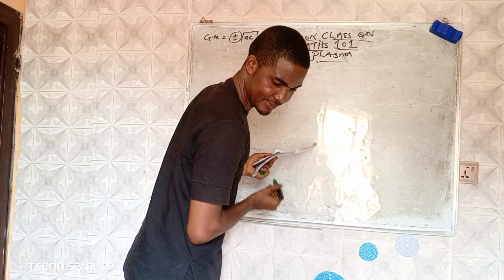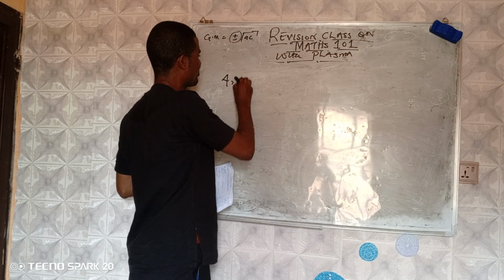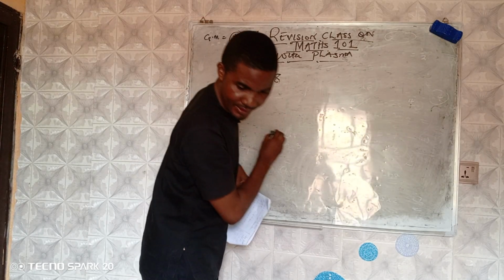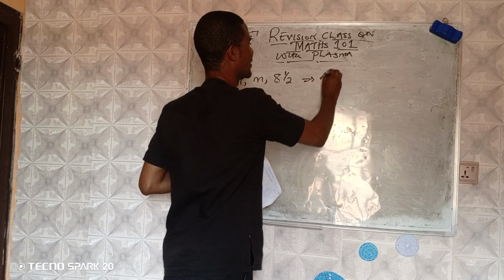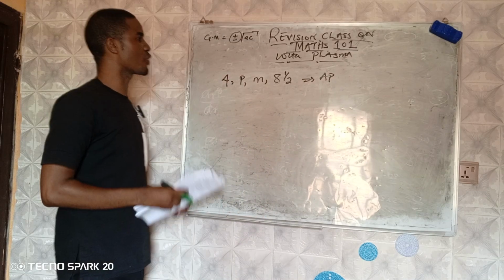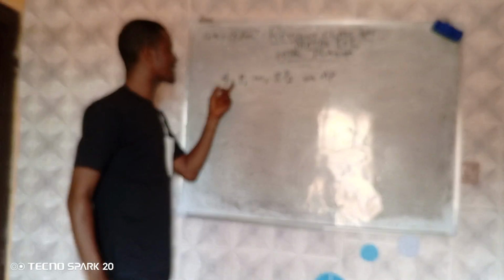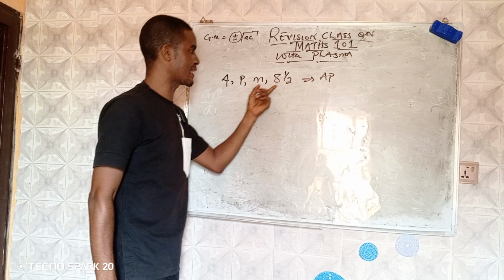Let's see. We have 4, P, M, 8.5. They say this is an AP. They told us that this is an AP. We should find the value of P and M. So if this is an AP, it means that P minus 4 is the same thing as M minus P, which is the same thing as this minus this.